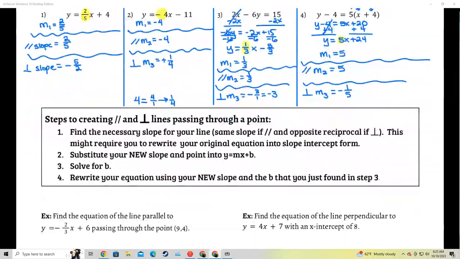So let me go ahead and go over the steps to creating parallel and perpendicular lines passing through a given point. Step number 1, first, we're going to find the necessary slope for your line. Just like we did right now. If it's a parallel line, you want the same slope. So let me go ahead and highlight that.